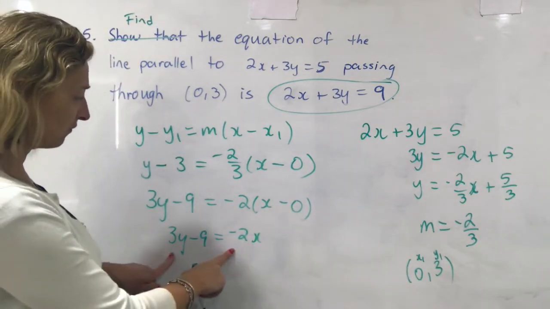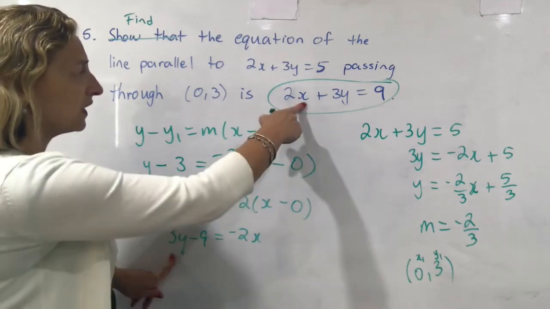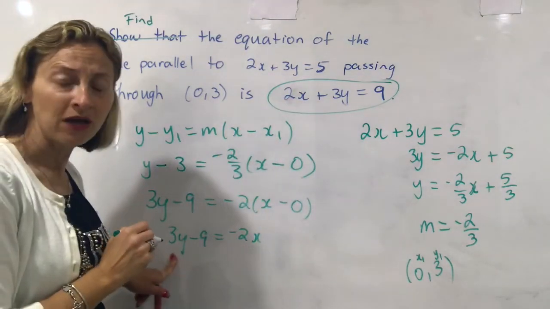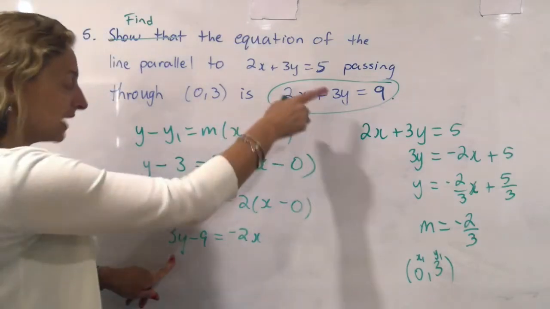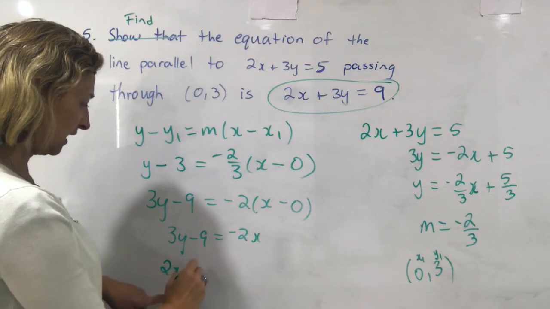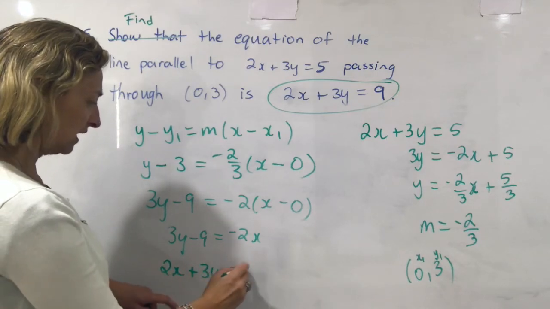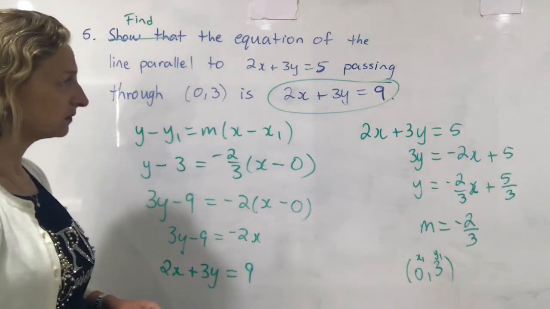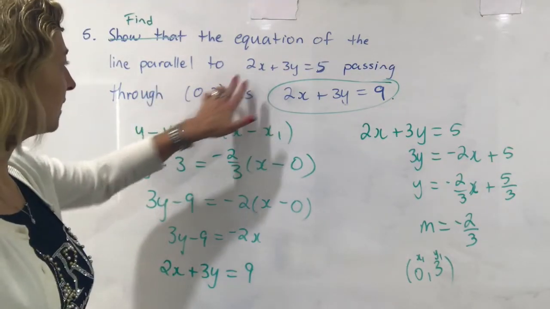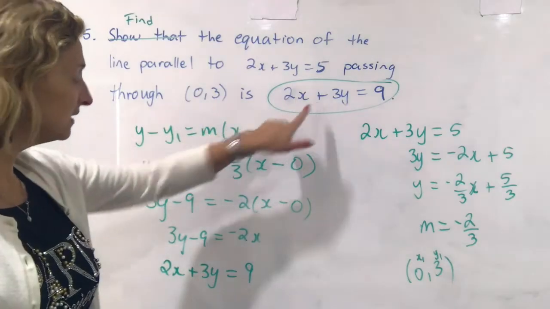Now, I look at what I've got and I look at what they've got. I've got all the same numbers, but they're not in the right order. So all I have to do now is just put it in the same order that they do. They move the 2x to this side, they leave the 3y over that side, and they put the constant over there. And I'm done. I have now shown that the line parallel to that, passing through that point, is that line there.